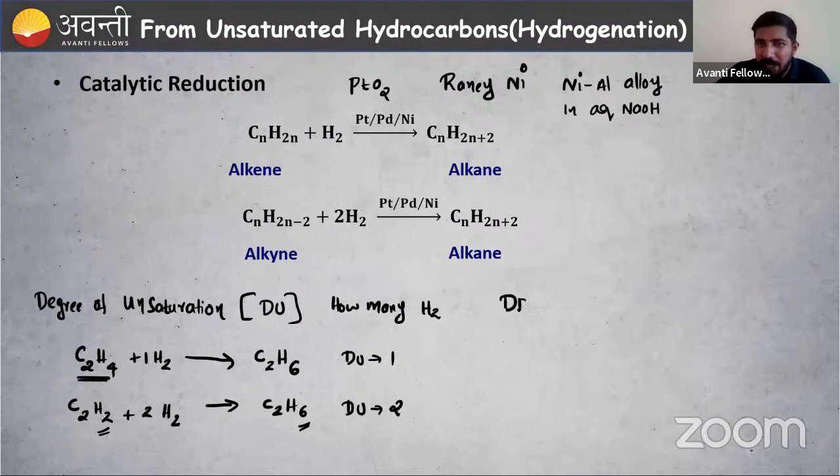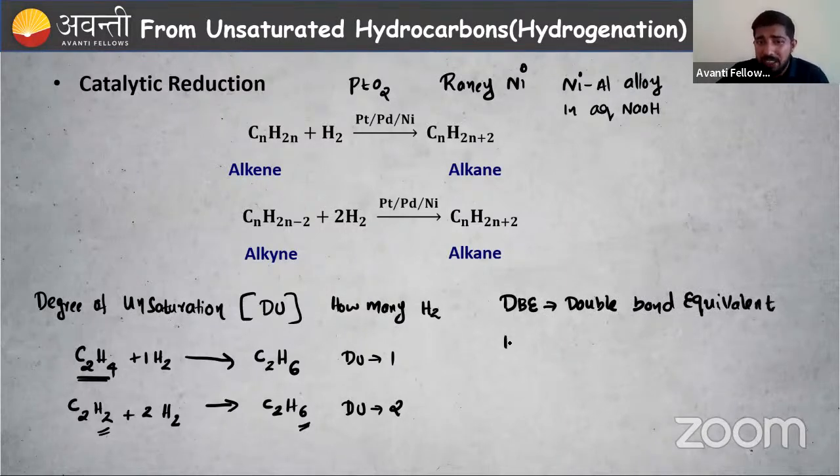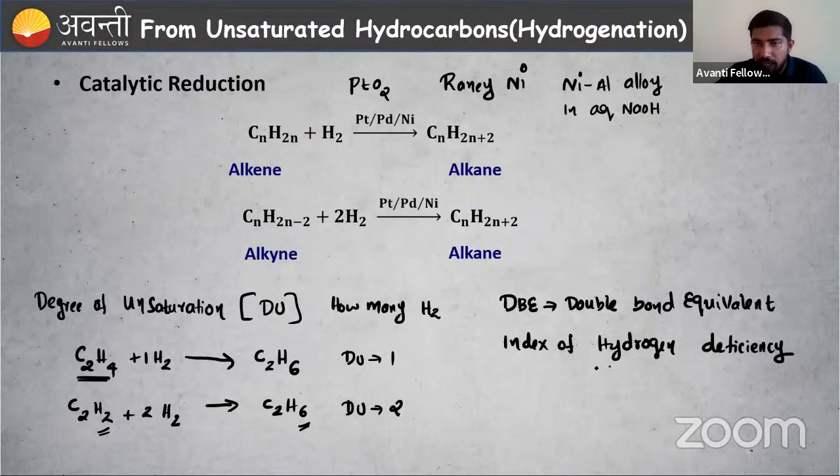There are some other names for degree of unsaturation. That is known as DBE. What is DBE? Double bond equivalent. Or there are some more names: index of hydrogen deficiency, IHD. All of these terms are the same. So degree of unsaturation, double bond equivalent, or index of hydrogen deficiency means how many H2 are needed to convert an unsaturated compound to a saturated one.